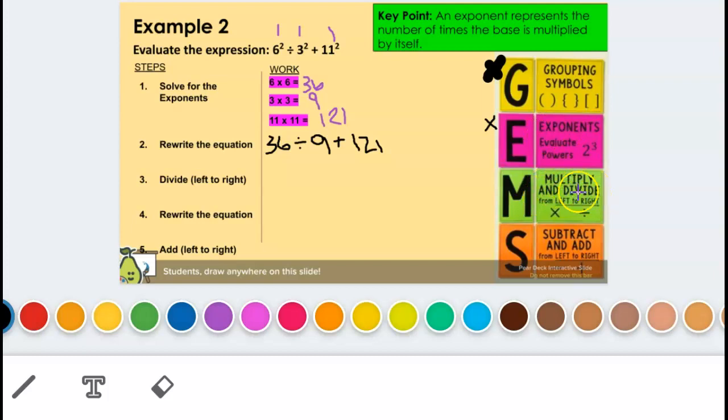So next we need to look and see if we have any multiplication and division. And right here, we see that we have division. So we need to do that first. So we are going to divide 36 divided by 9. And 36 divided by 9 is 4.